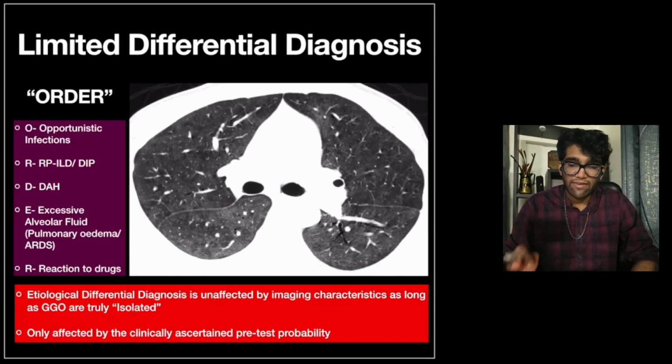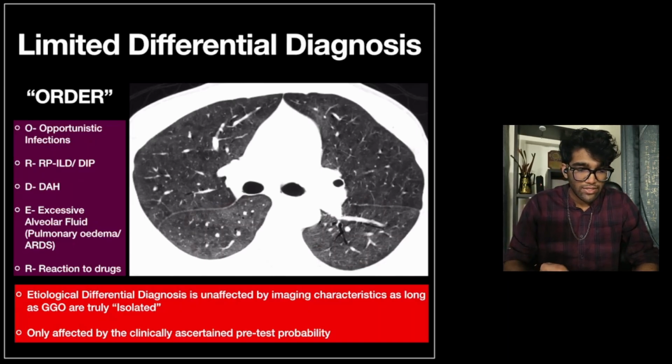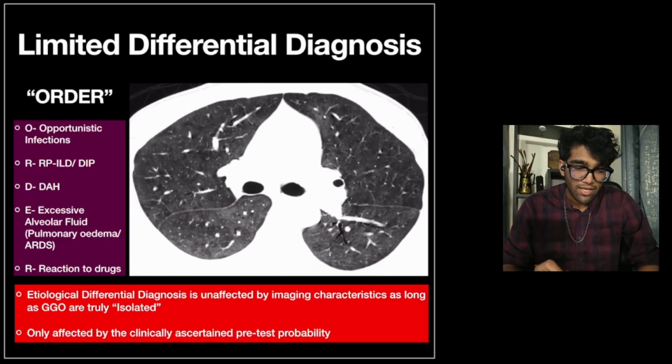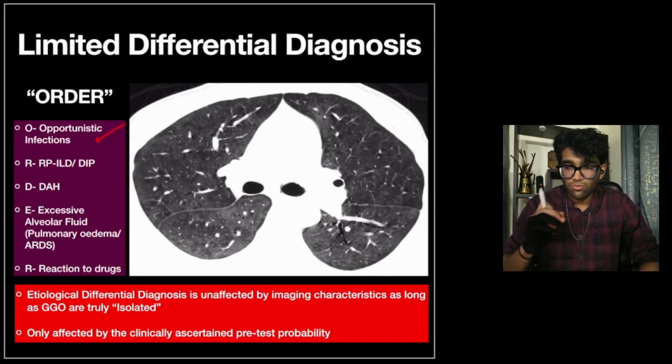There are only 5 differential diagnoses. I use the mnemonic ORDER because it brings order to your differential diagnosis. So ORDER stands for O for opportunistic infection. Obviously this would be in the appropriate clinical context, so in a patient who either has an immunosuppressed status or has a hematological malignancy or some kind of bone marrow failure resulting in neutropenia, something like that. We'll get into the clinical details later.